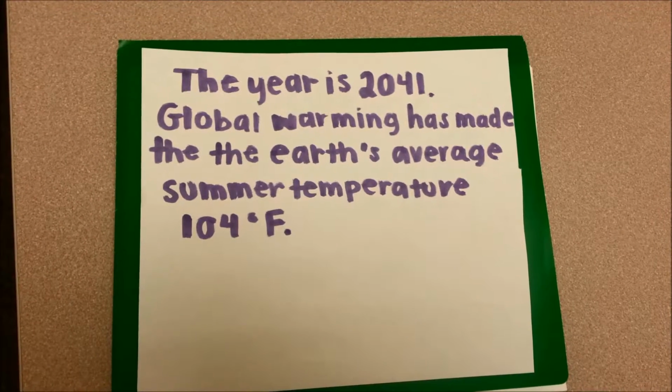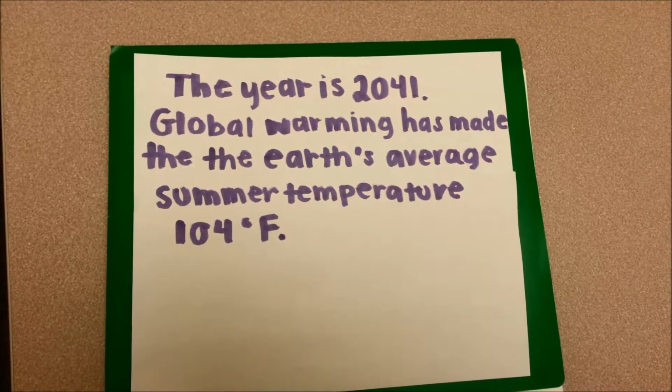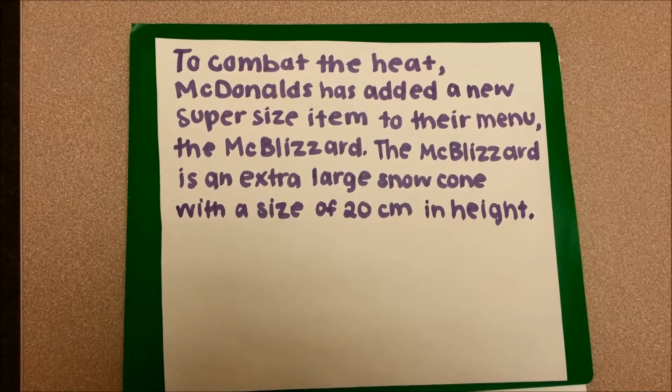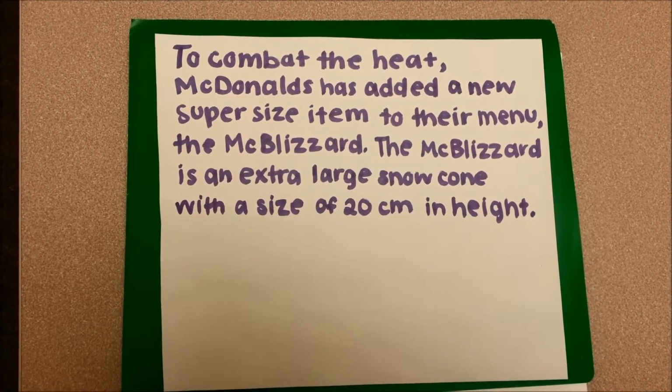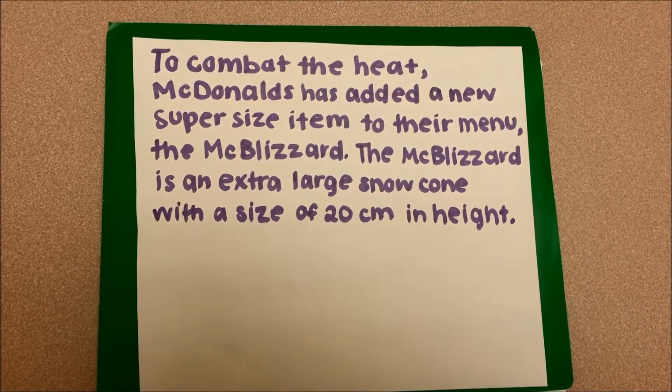The year is 2041. Global warming has made the Earth's average summer temperature 104 degrees Fahrenheit. To combat the heat, McDonald's has added a new supersized item to their menu, the McBlizzard. The McBlizzard is an extra-large snow cone with a size of 20 centimeters in height.